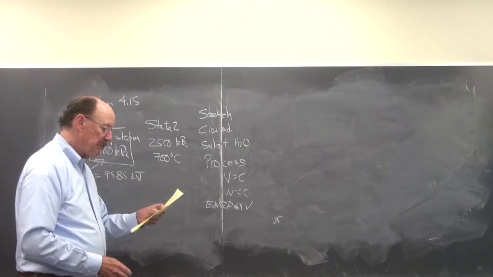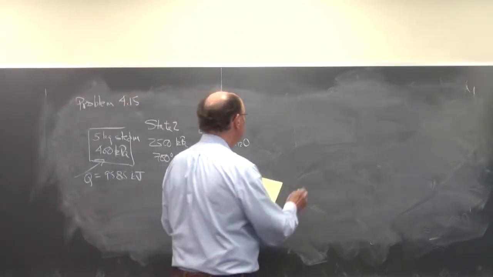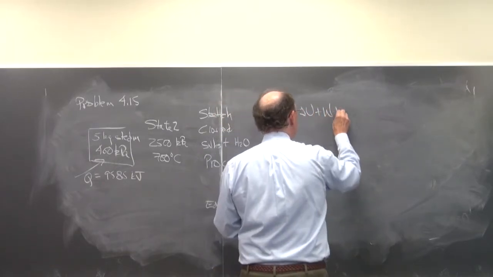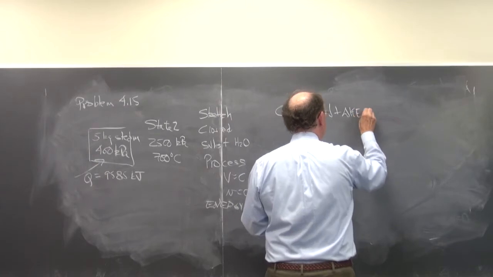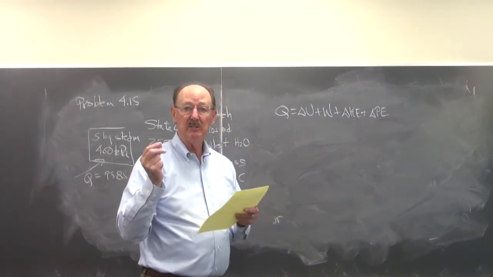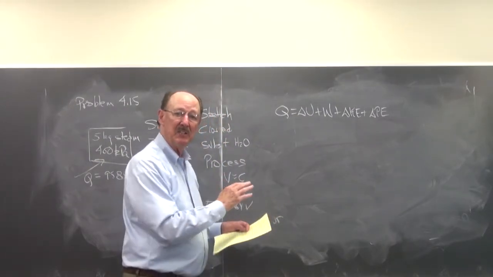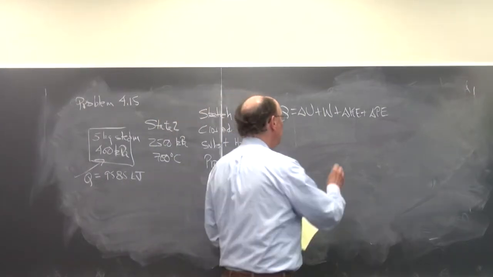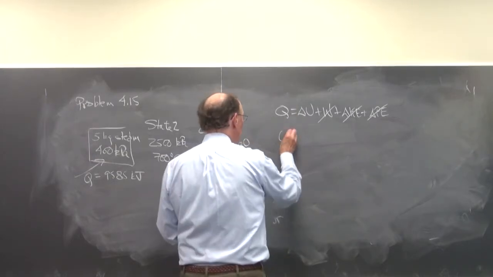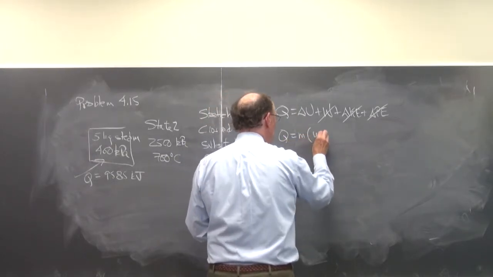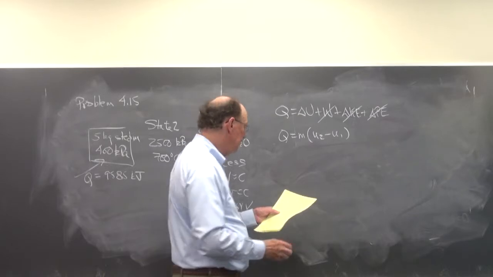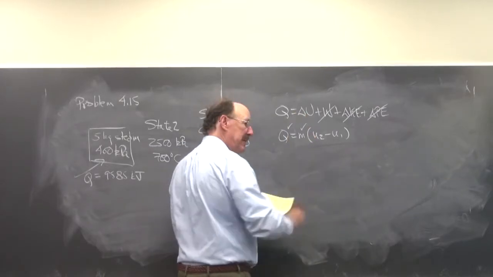And the answer is yes, so I can write the first law. So Q is equal to delta U plus W plus delta KE plus delta PE. And so I write that there's no change of potential energy, there's no change of kinetic energy, and because it's constant volume, the work is 0. So all these things go away. And so Q is equal to mass times U2 minus U1. So in this case, I know the mass, we were given that. I know Q, we were given that.